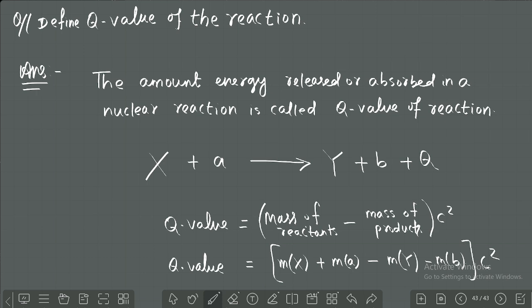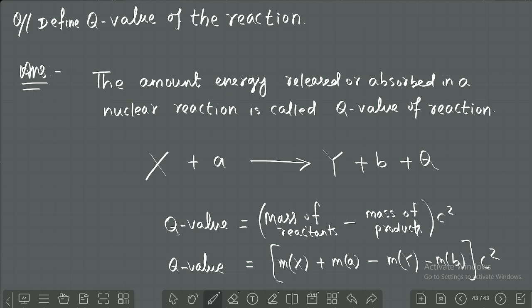And if you know the Q value of the reaction, then you can understand whether this reaction is endothermic or exothermic. If Q value is greater than 0, then energy is released. If Q value is less than 0, then energy is absorbed. Energy released is called an exothermic reaction. Energy absorbed is called an endothermic reaction. So write this one: what is the Q value of the reaction?